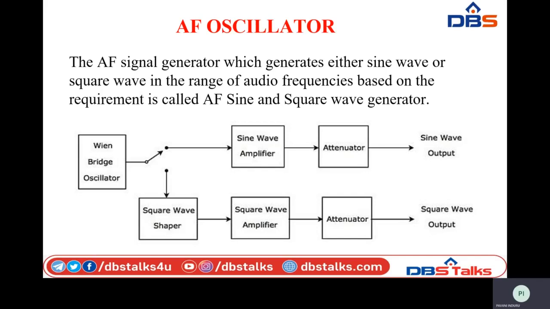And then if the Wien-Bridge oscillator output is connected to a square wave shaper, the square wave shaping circuit can be a diode and resistor network, whose shape can be altered, and it converts the sinusoidal signal to a square wave signal. Then it is amplified and its magnitude can be altered with the help of an attenuator, and then the square wave output can be obtained.